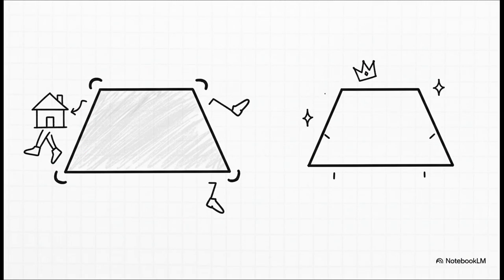Now these shapes have some special parts. Those parallel sides, we call them bases. And the other two sides, those are the legs. Oh, and there's a special celebrity in this group, the isosceles trapezium. That's where the two legs are the exact same length, which makes the whole shape perfectly symmetrical.